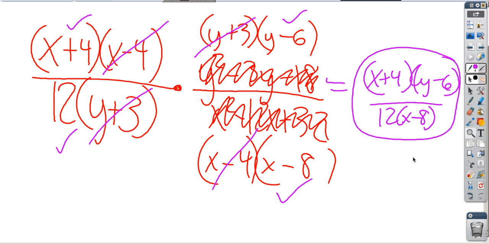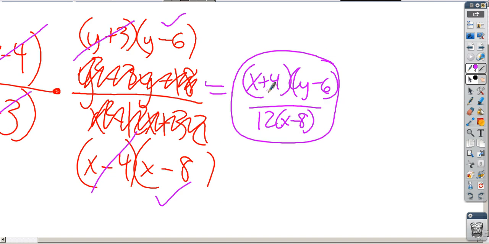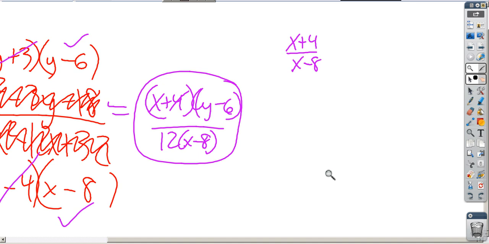One thing I want to point out that people make a mistake on, some people would say, can't you cancel this 4 and this 8? And you can't, and I'll show you why. That's not a 4 and an 8, that's an x plus 4 and x minus 8. So let's pick a number for x. Let's let x equal 1. So if x equals 1, we'd have 1 plus 4 over 1 minus 8. That's 5 over negative 7.